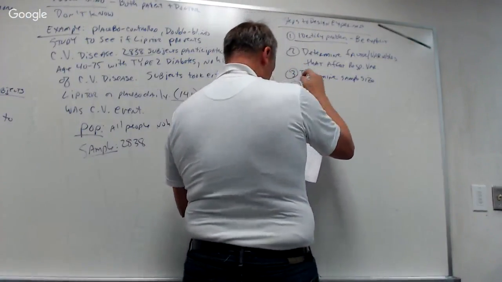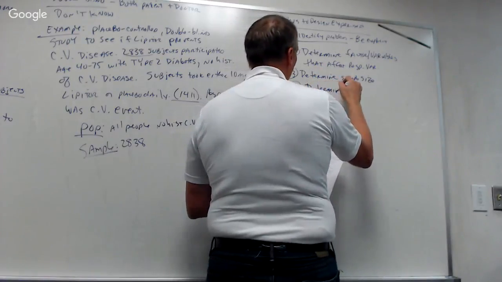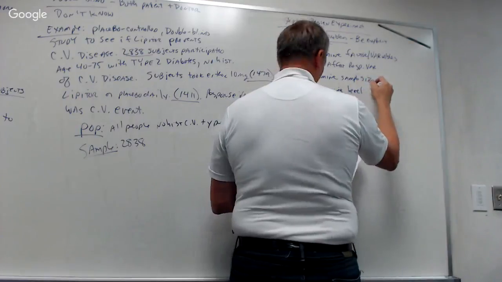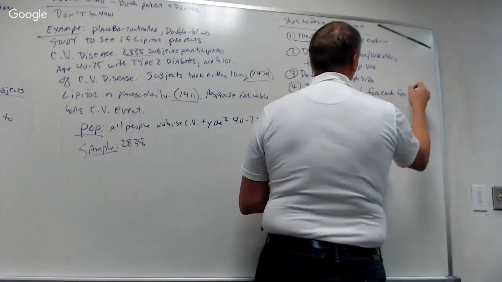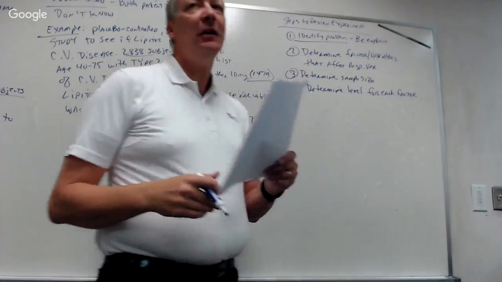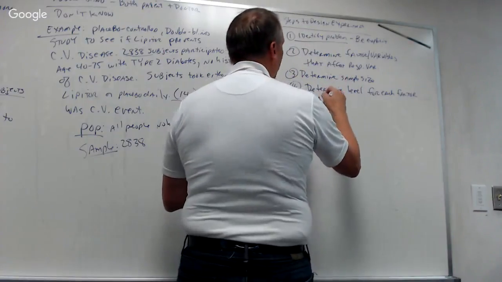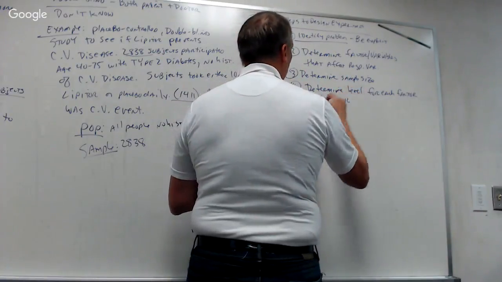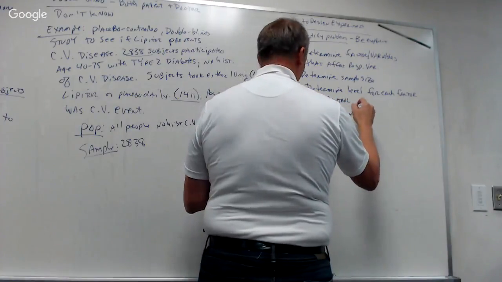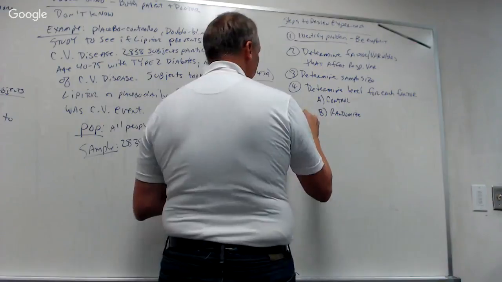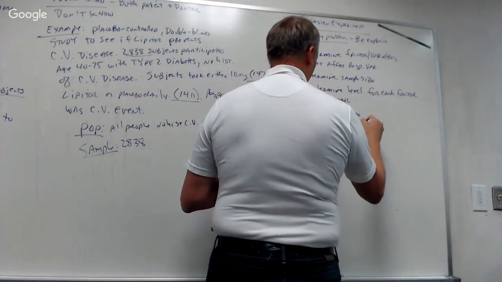Number 4, determine the level for each factor, although I'm probably going to call it variable from here on out. And you're going to control and you're going to randomize. And then step number 5, you will conduct the experiment.